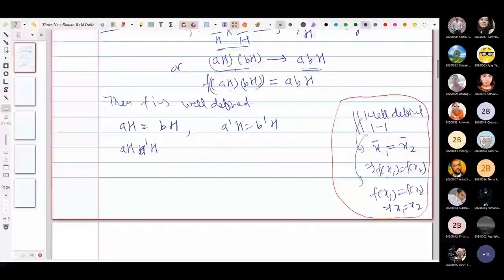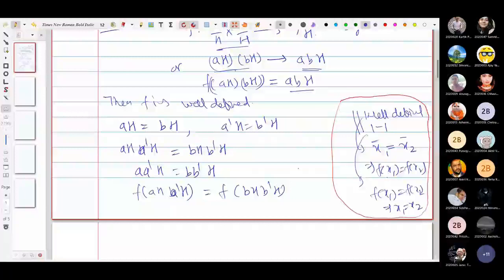And this should be equal to BH and B dash H. So this is going to be A dash H, and this is going to be B dash H. Fine. So what is this? This is nothing but the image. This is AH times A dash H, and this equals BH times B dash H. So this proves that this is well defined.